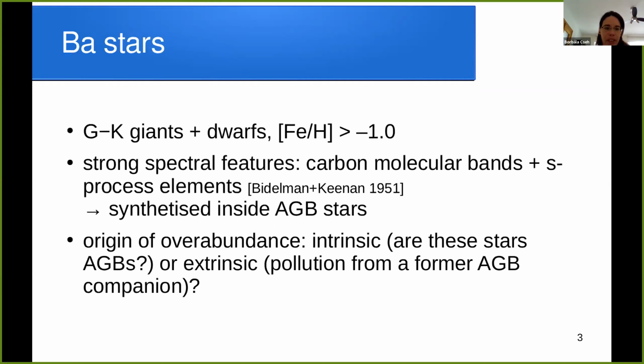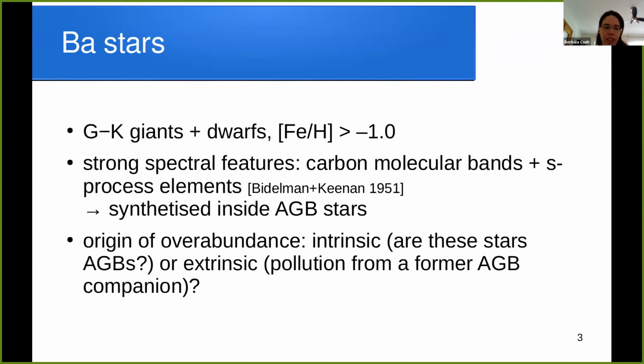So what are these barium stars? These stars are GK giants and dwarf stars with metallicity over around -1, and they show very strong spectral features of carbon molecular bands and the elements of the slow neutron capture process, which elements were synthesized inside the AGB stars.